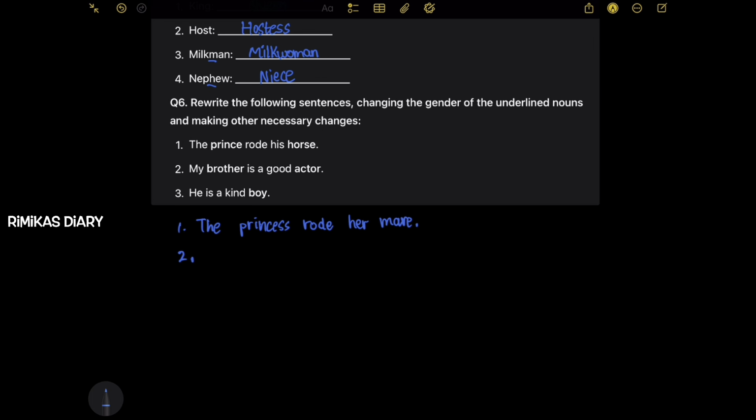Second one. My brother is a good actor. So my sister is a good actress. Third, he is a kind boy. So she is a kind girl.